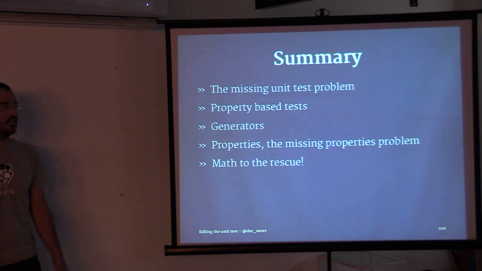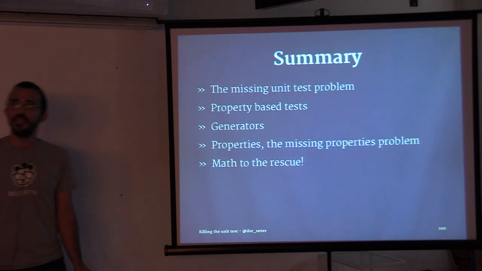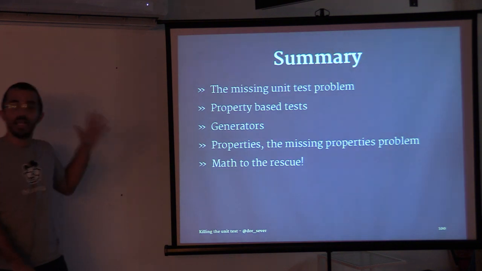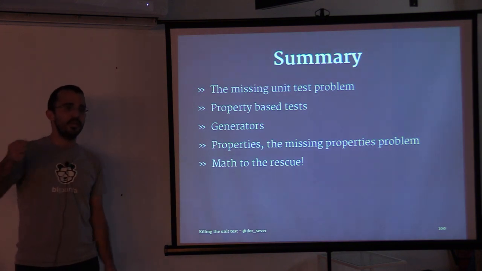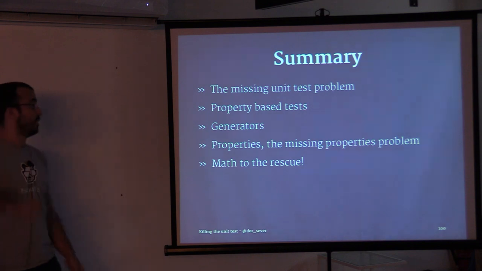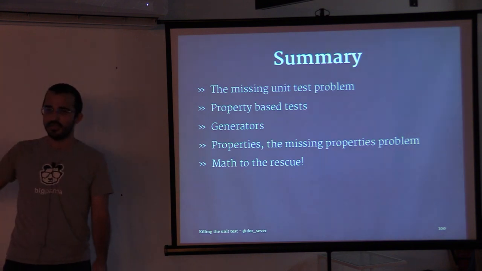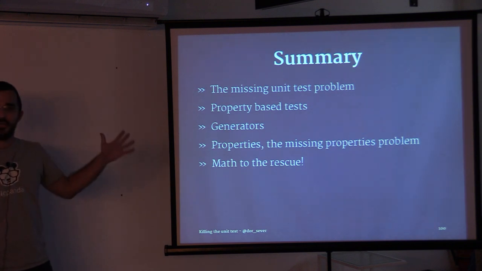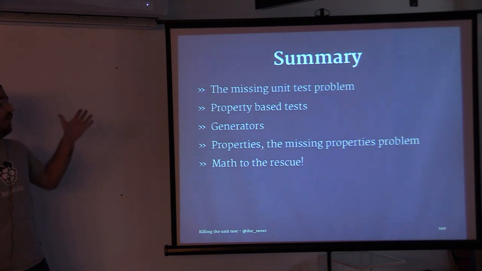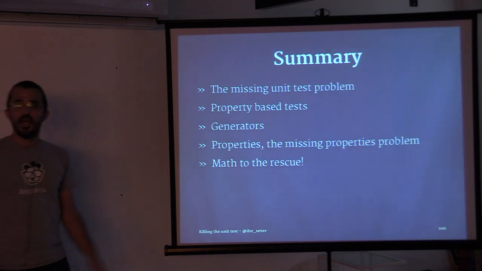Let's summarize. We've talked today about the missing unit test problem. We are writing unit tests and we are writing concrete values. Every time we do that, we are missing unit tests, and we don't want to do that anymore. It's really frustrating. Let's solve the problem. How can we do that? So property-based tests allow us to do just that. How?